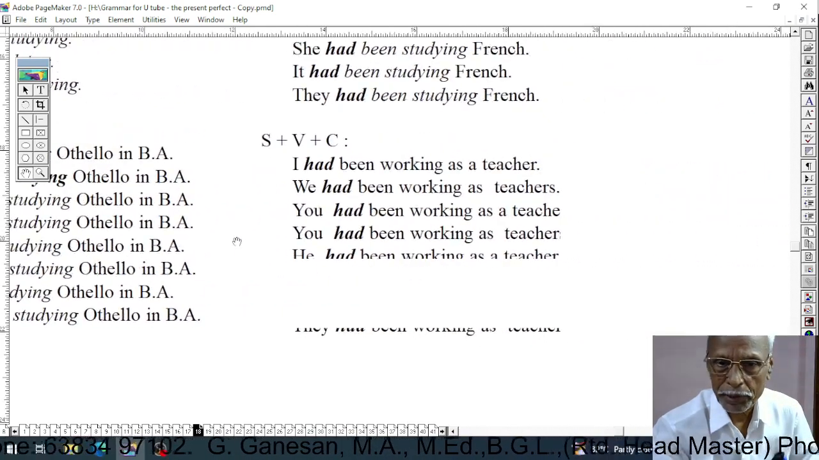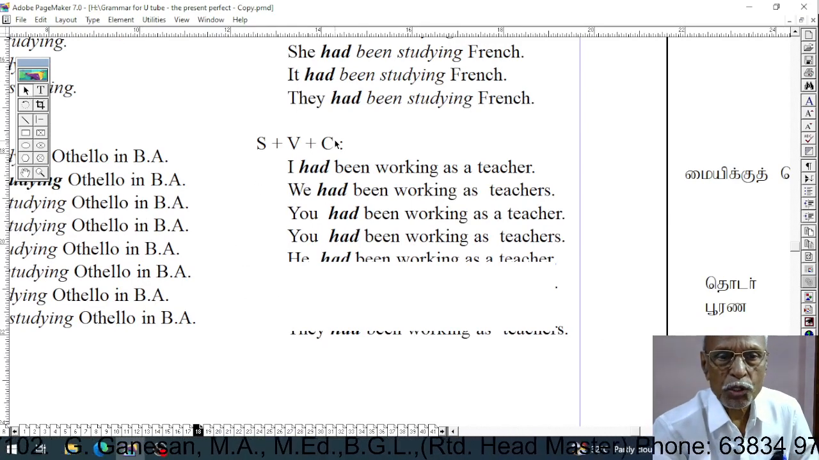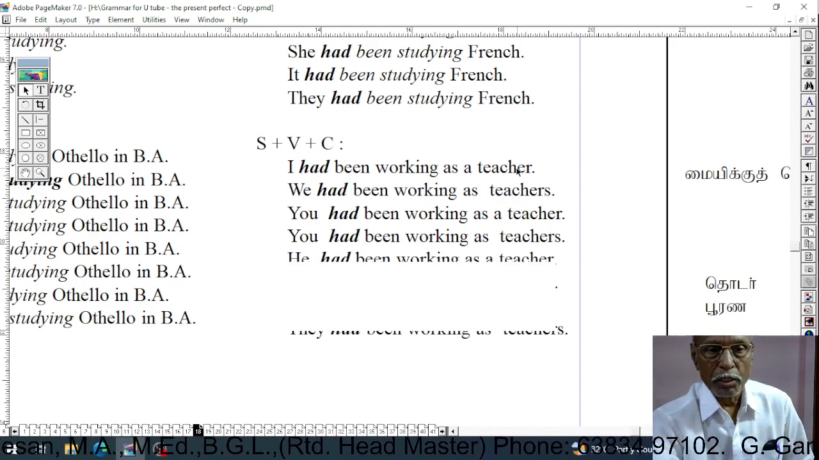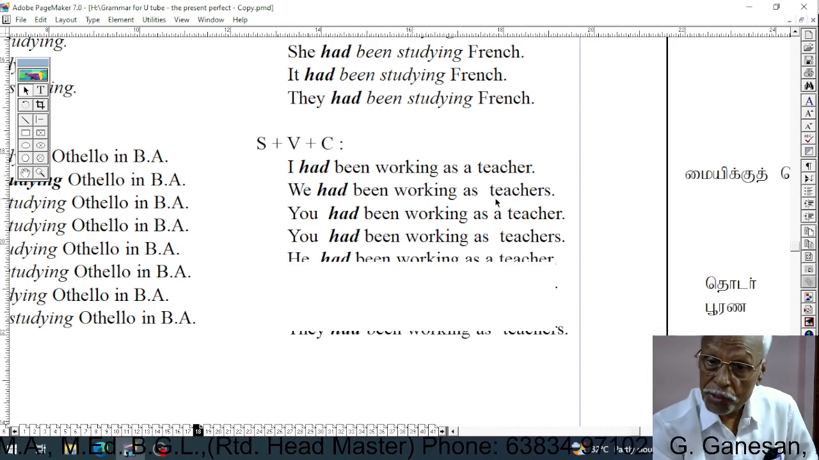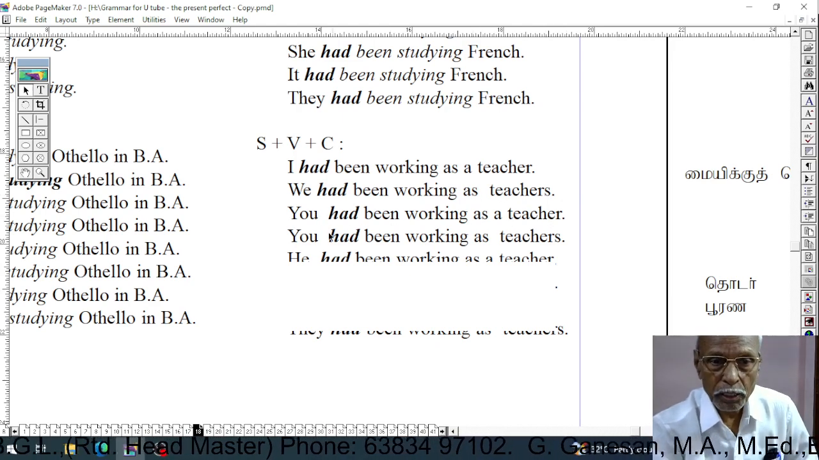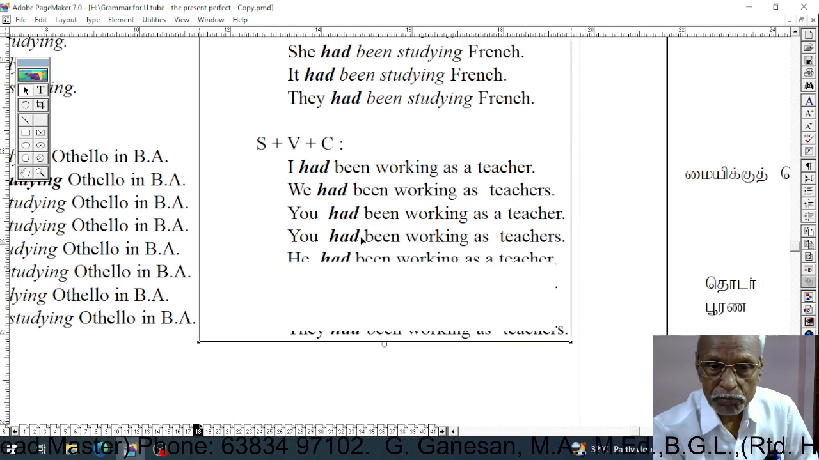In another pattern, SVC. I had been working as a teacher. We had been working as teachers. You had been working as a teacher, singular. You had been working as teachers.